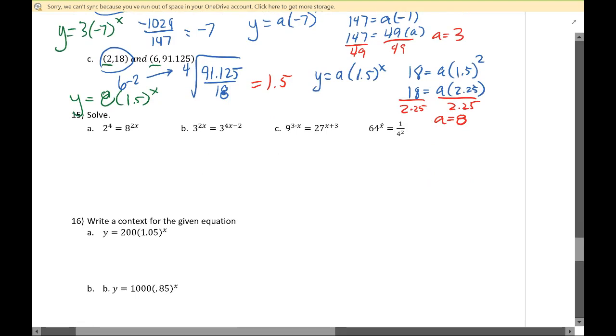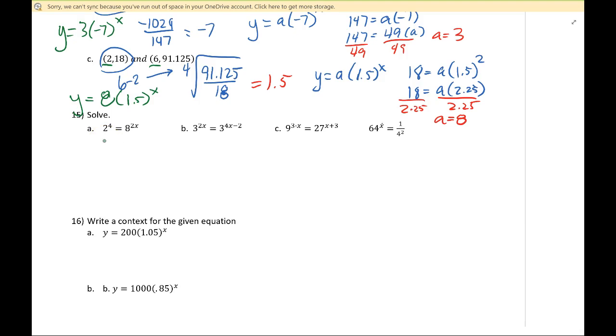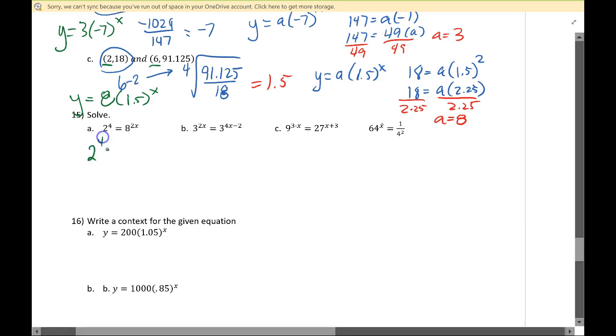So number 15, the first question you always want to ask yourself is, if I'm looking at my two bases, can I write 8 as a base of 2? All right, always ask yourself, can you write the bigger number as a base of the smaller number? And yes, we can. So 2 to the 4th equals 2 to the 3rd to the 2x. So 8 can also be written as 2 to the 3rd.